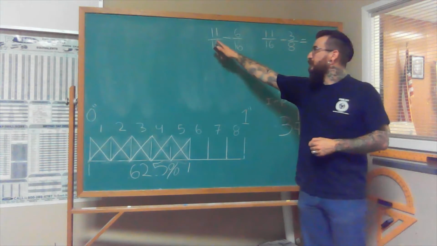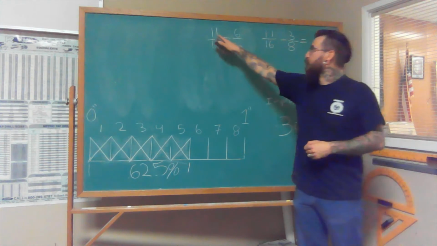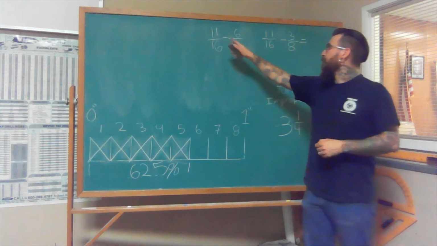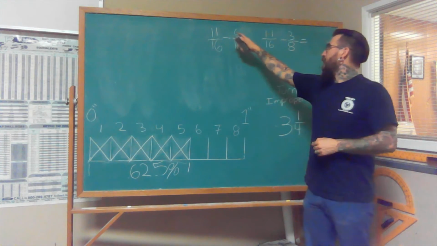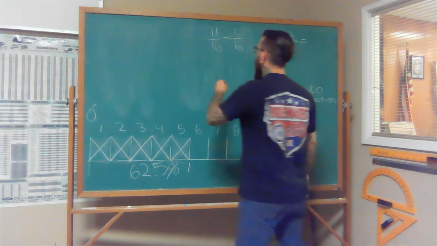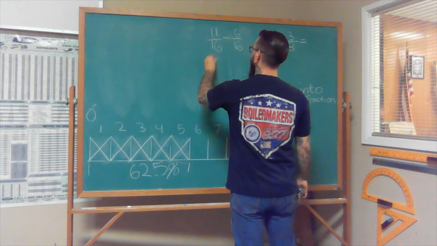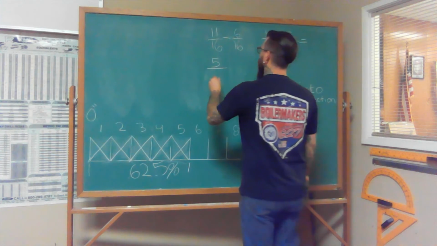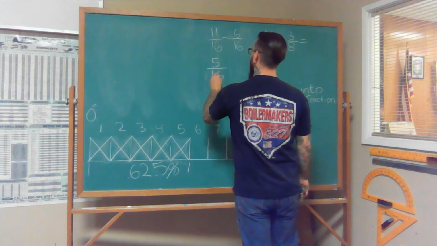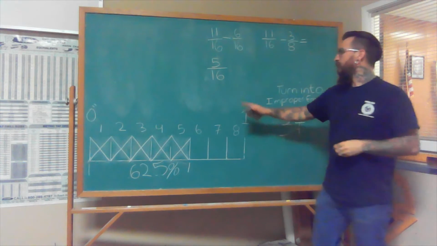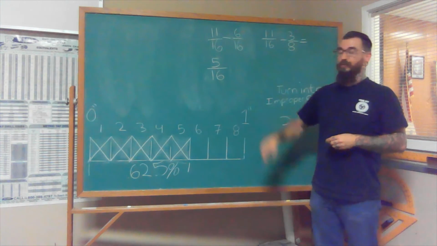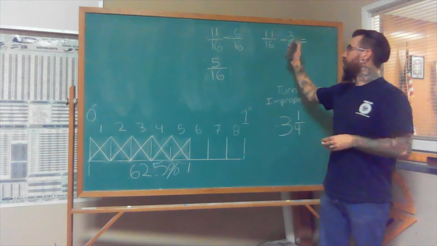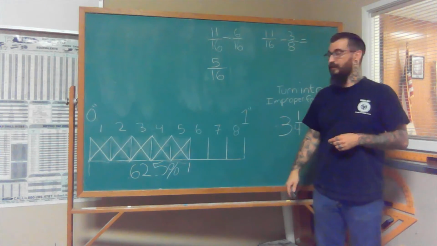So now we just have a simple subtraction problem. We're going to subtract the two numerators from each other, and we know that 11 minus 6 would give us 5, and we're going to keep our 16. Five sixteenths is our answer. 11/16 minus 3/8 will leave us with 5/16.